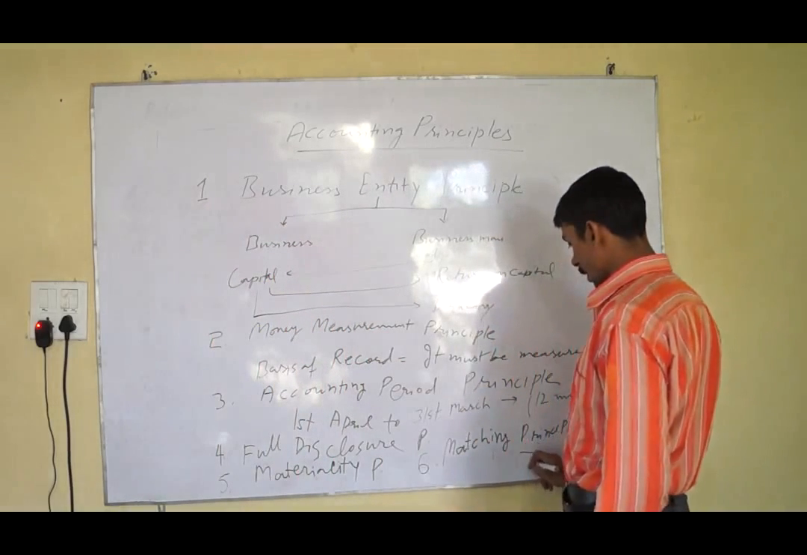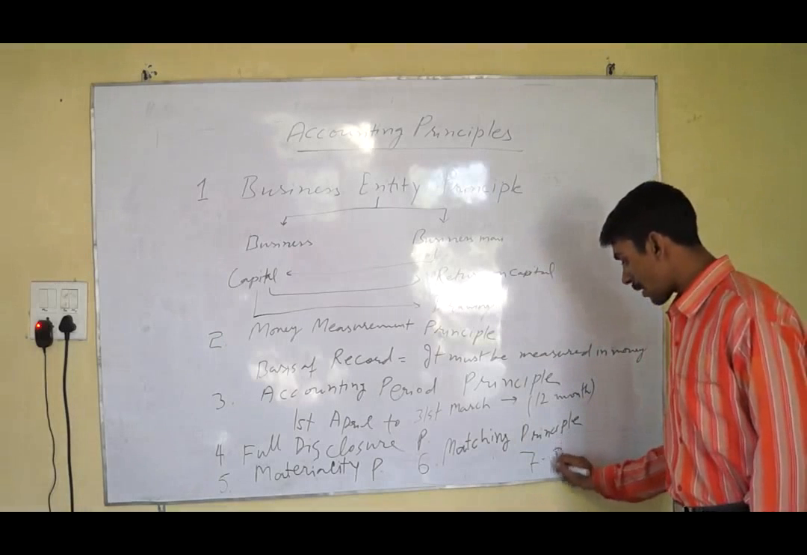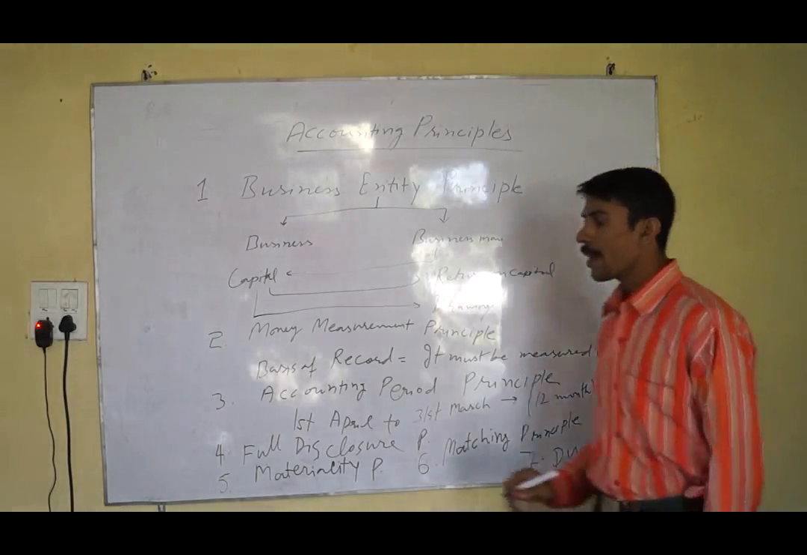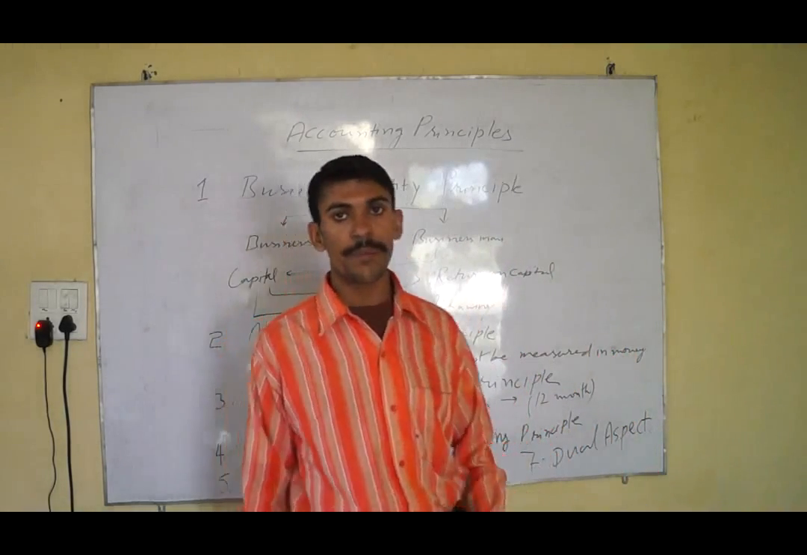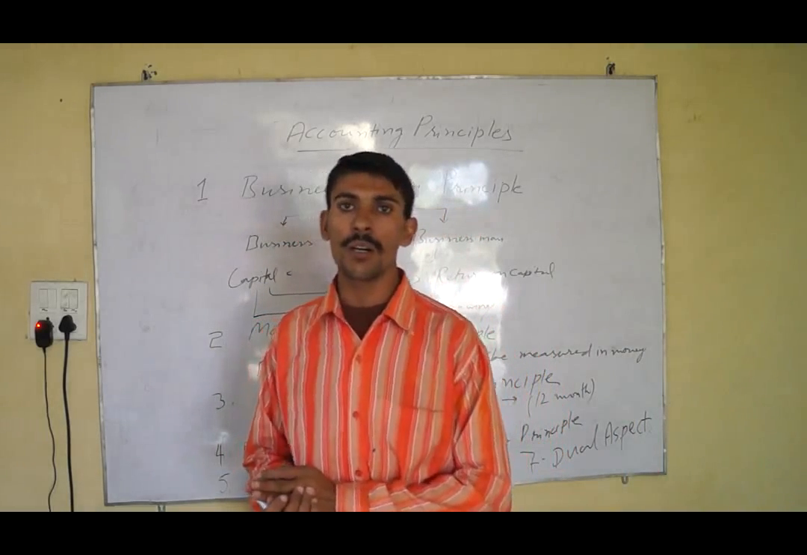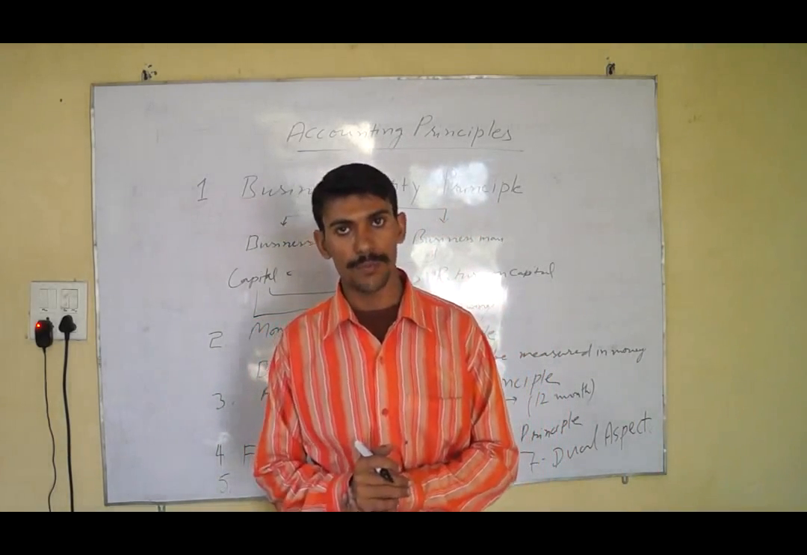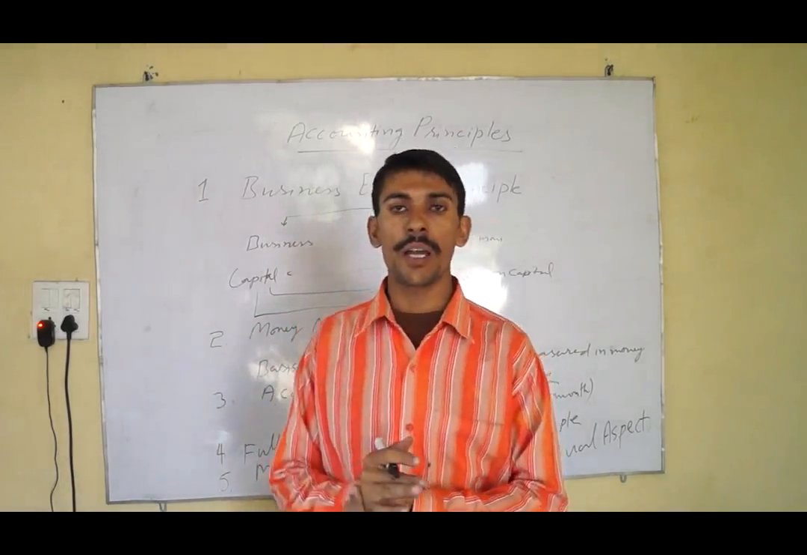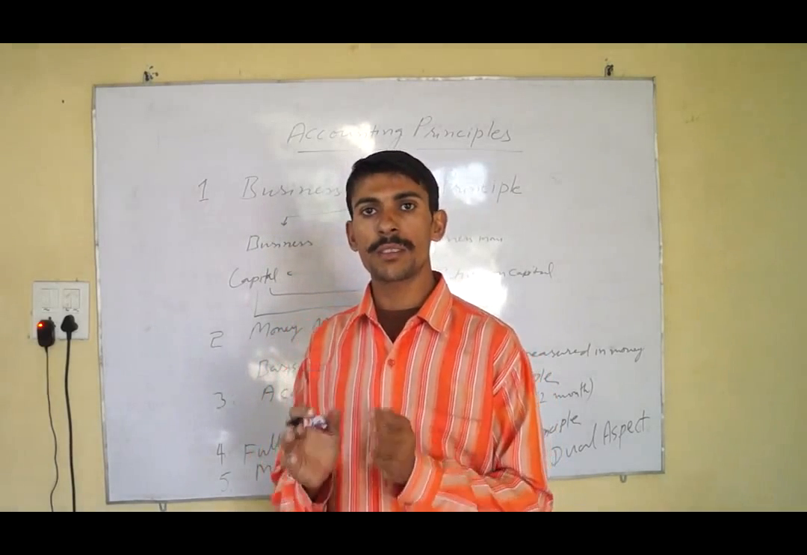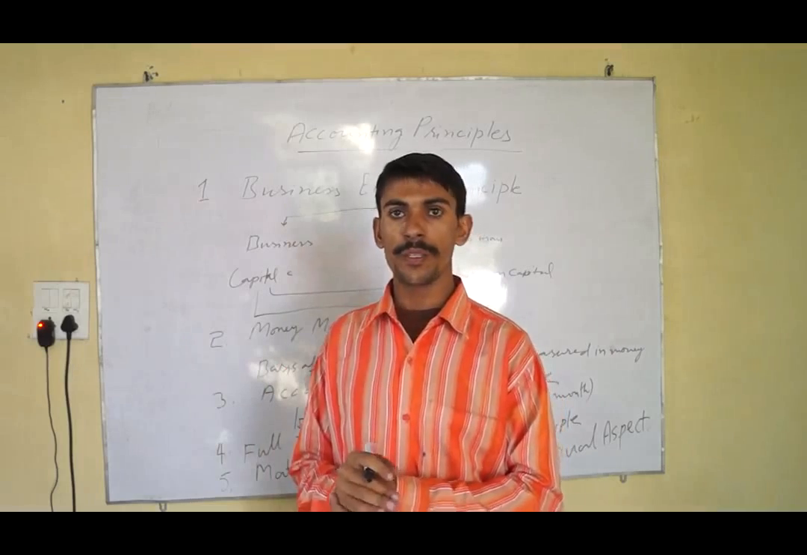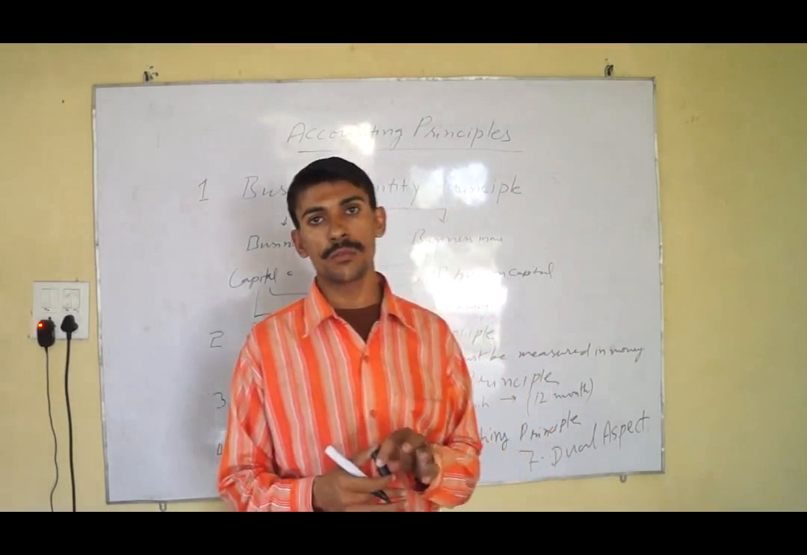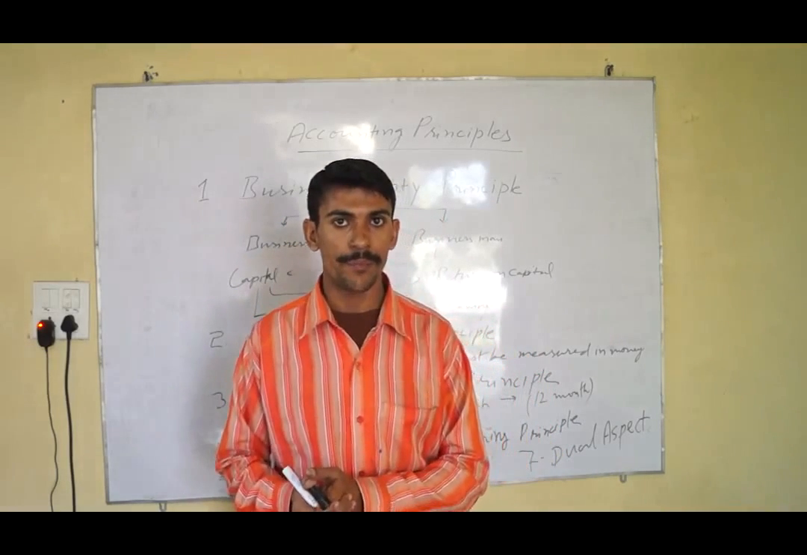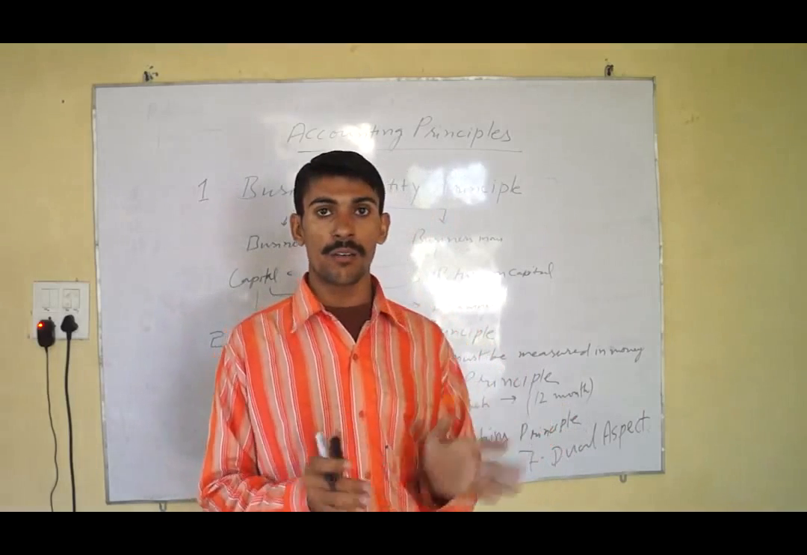And the 7th principle is dual aspect principle. As per this principle, there are two parts of any record of transaction. When we pass the journal entry of any transaction, it must have at least two accounts. It means any transaction affects two sides. One is the debit side and other is credit side of any record.